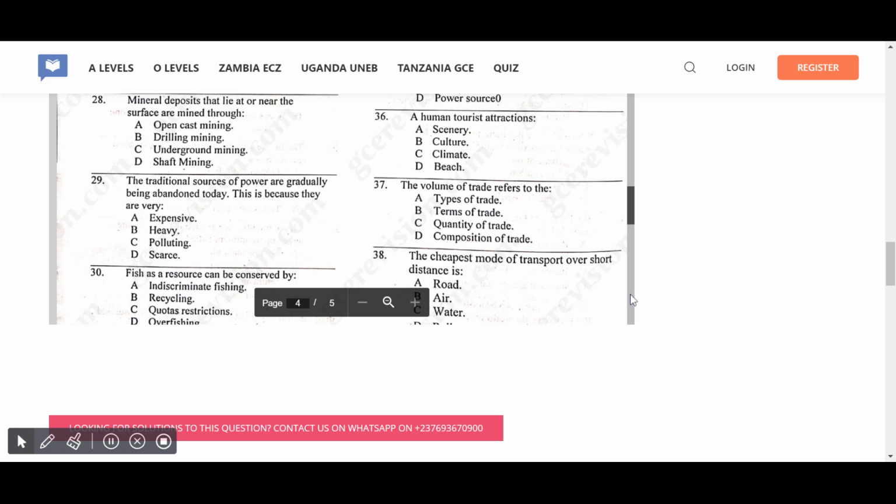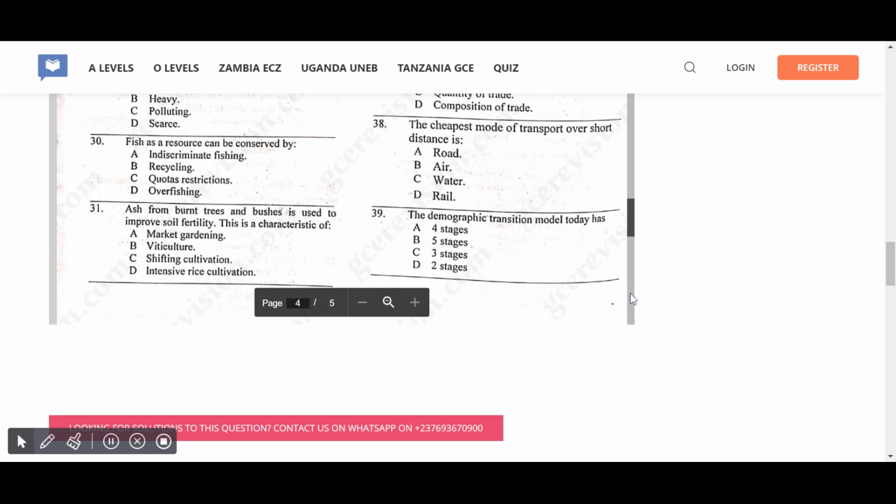Question 38. The cheapest mode of transport over short distance is... The answer is A. Road transport.